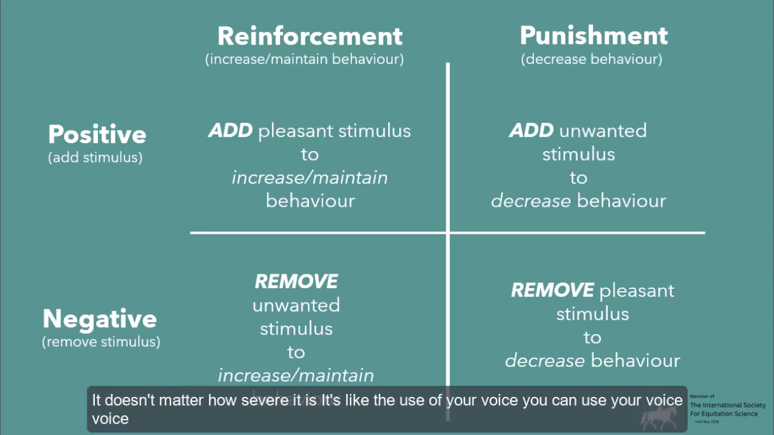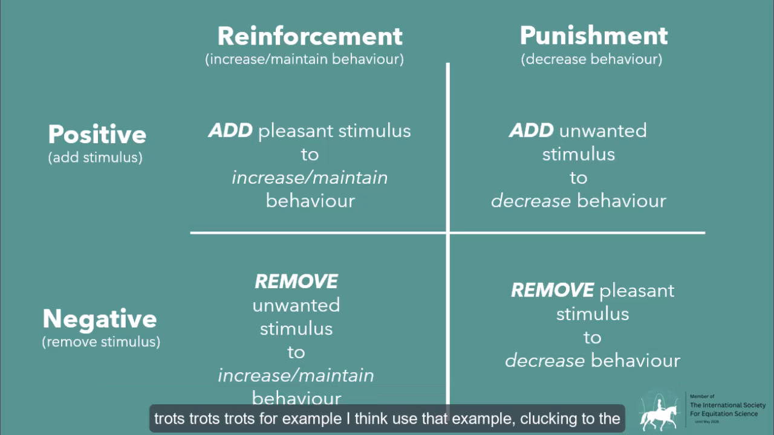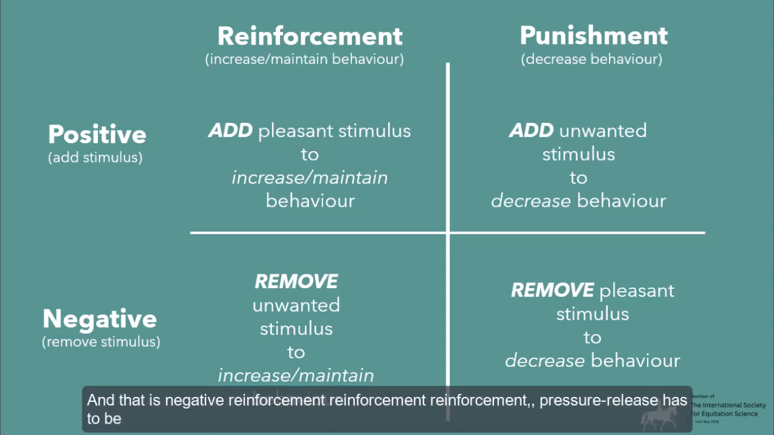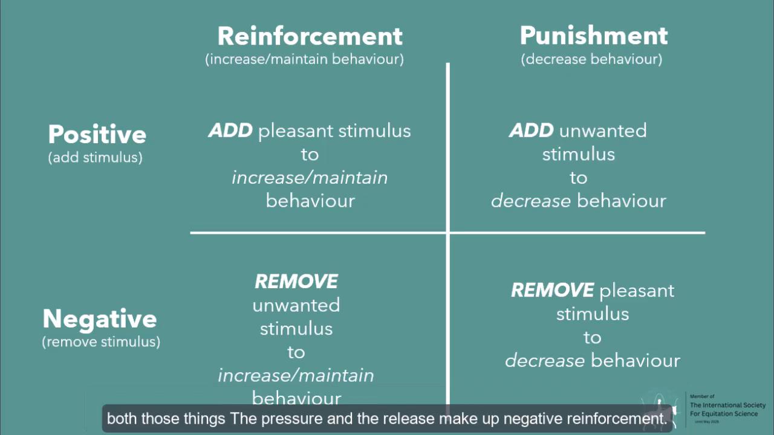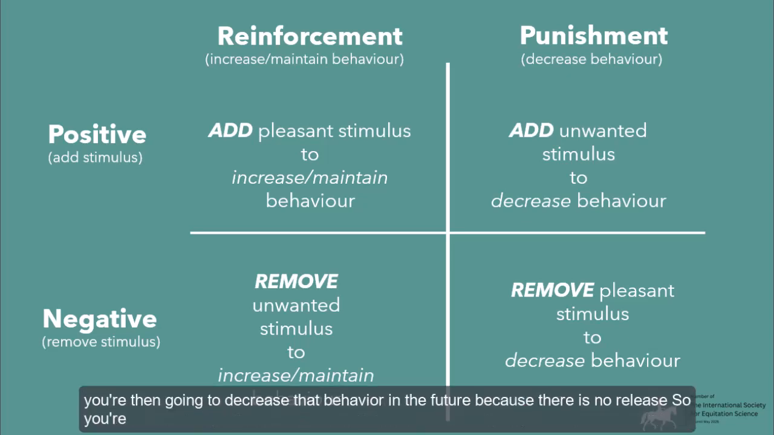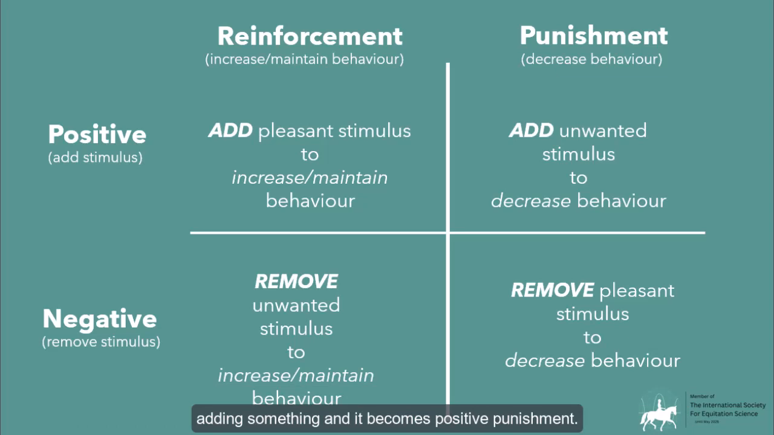It's like the use of your voice. You can use your voice as negative reinforcement by clucking to the horse until it trots, for example. I think we used that example, clucking to the horse until it trots and then stop clucking. That is negative reinforcement, pressure and release. It has to be both those things. The pressure and the release make up negative reinforcement. But if you keep clucking the horse after the horse is trotting, you're then going to decrease that behavior in the future because there is no release. So you're adding something and it becomes positive punishment.